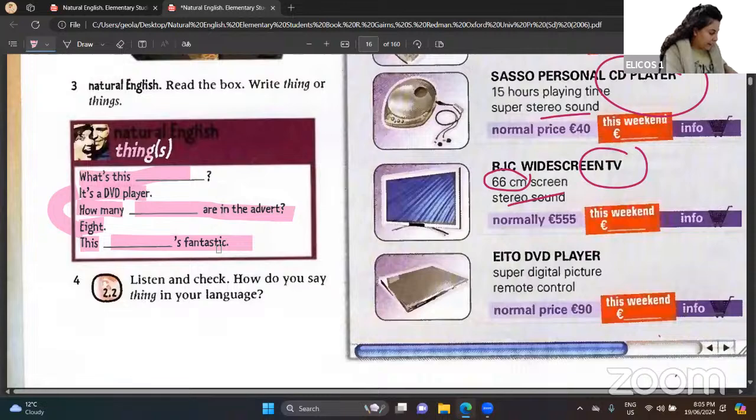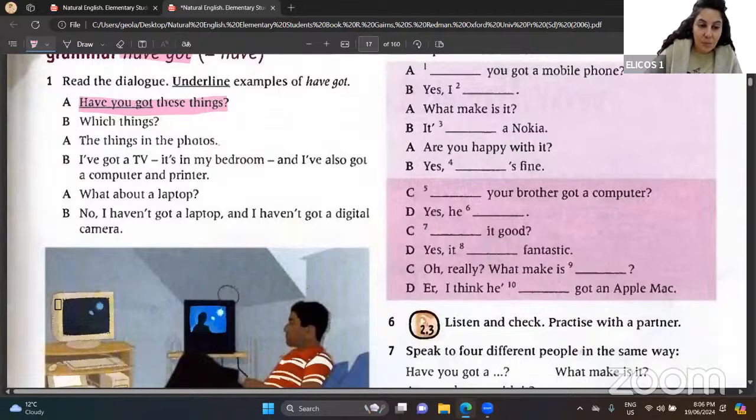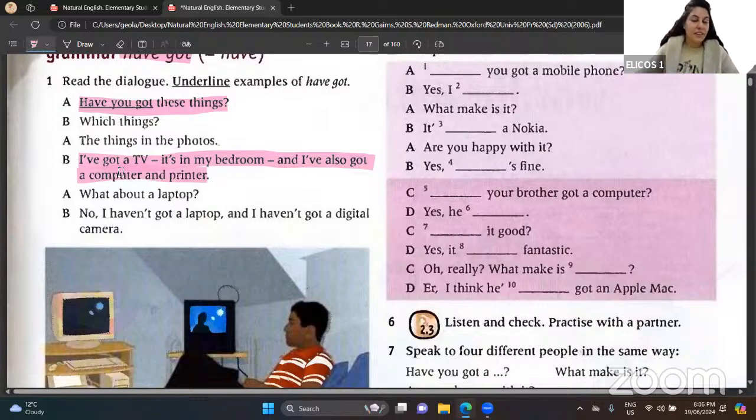So now we have the next part. Let's go to the next part. Have got. So when we talk about objects, we use have got. So have you got these things? Have you got a computer? So I've got a TV. It's in my bedroom. And I've also got a computer and a printer. So you use have got when you say what objects you have. What about a laptop?